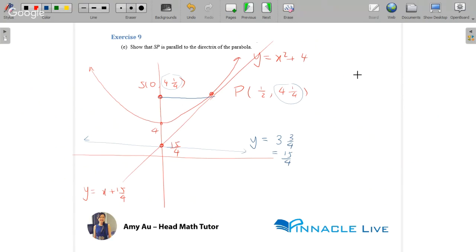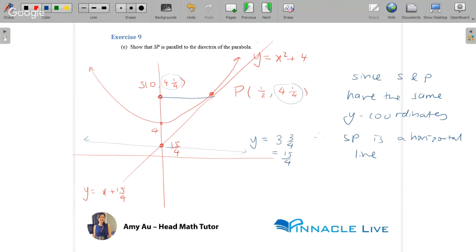All right, so how do we conclude this? So since S and P have the same y coordinates, therefore SP is a horizontal line, which is parallel to the directrix. That is also horizontal if you want to explain yourself, but that's basically it. All right, so that is it.